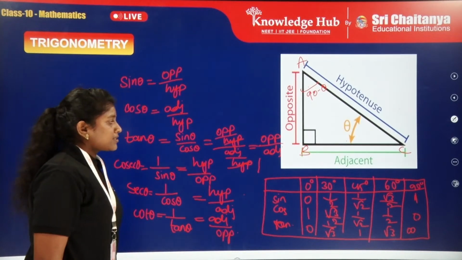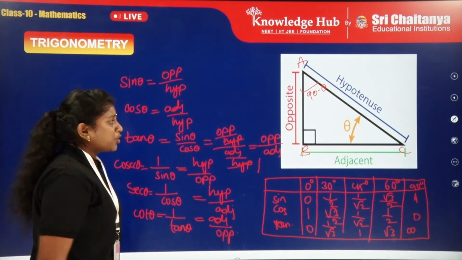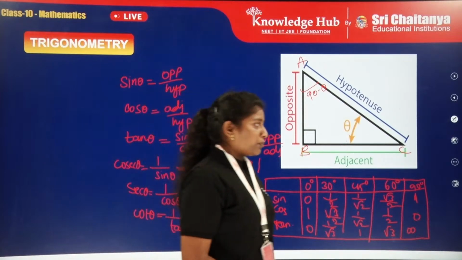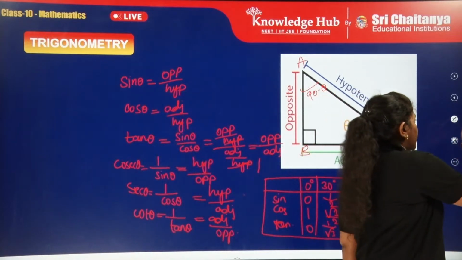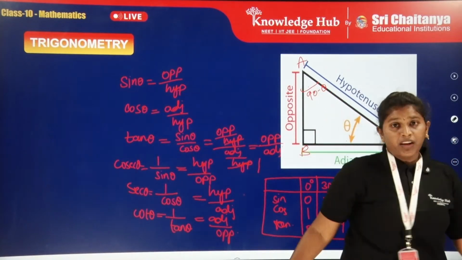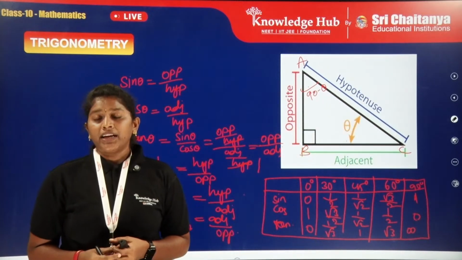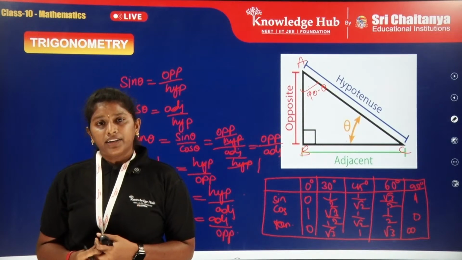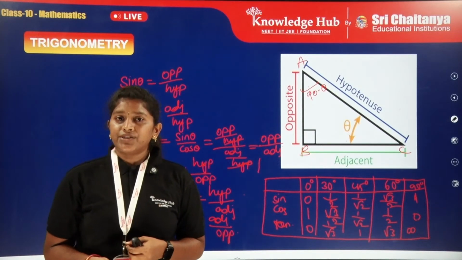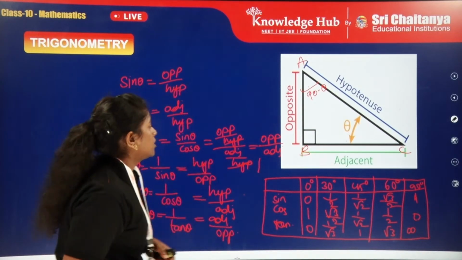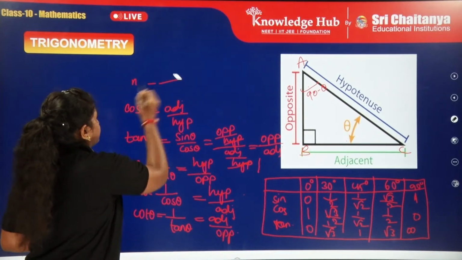So now moving to the next, we have the trigonometric identities for the trigonometry portion. Trigonometric identities are nothing but: if I take any value of theta and place it in the identities, then I will get LHS equals RHS. So let's see what those identities are.